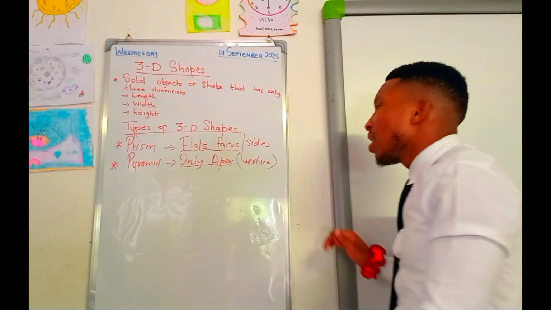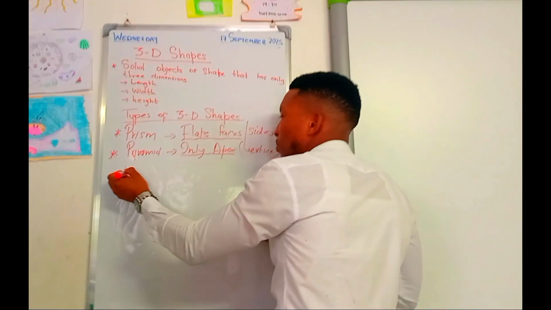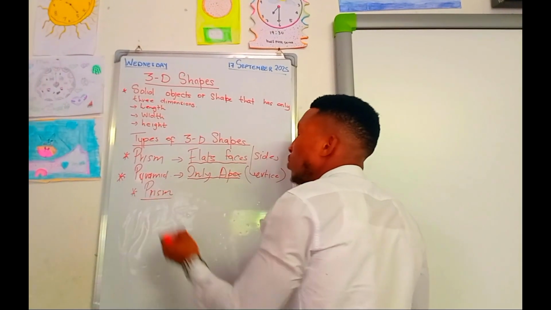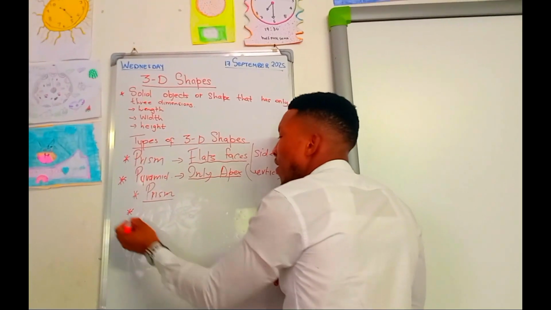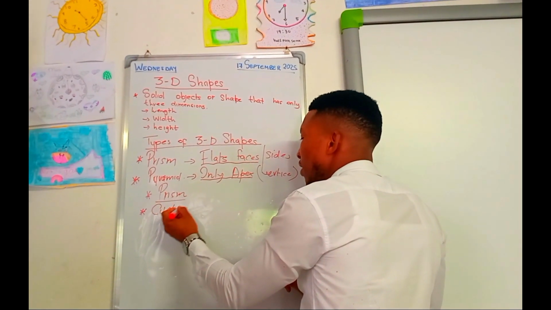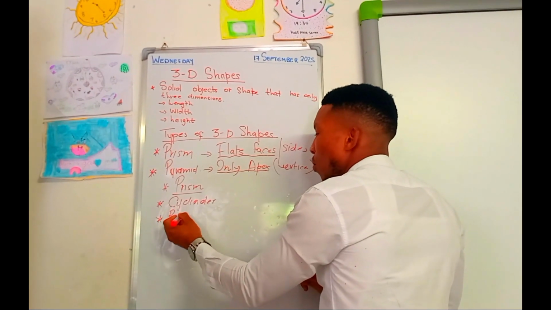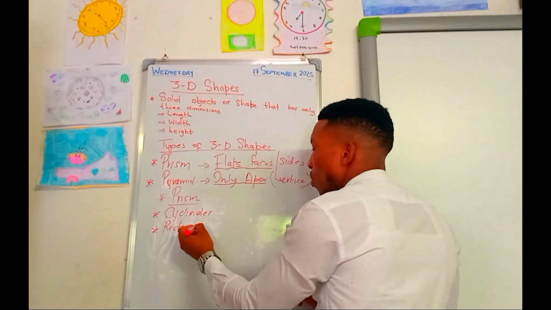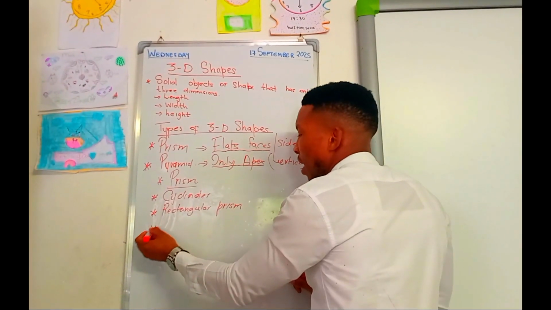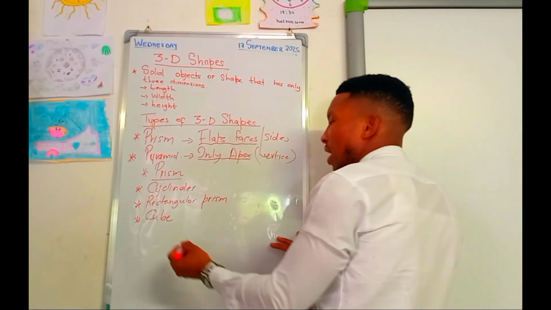All right. Okay. Then let's go. Then we have types of prisms. We have types of prisms that are very important to note. We have a cylinder, and we have a rectangular prism. We have a rectangular prism that is very important, and we have a cube that is very important as well.